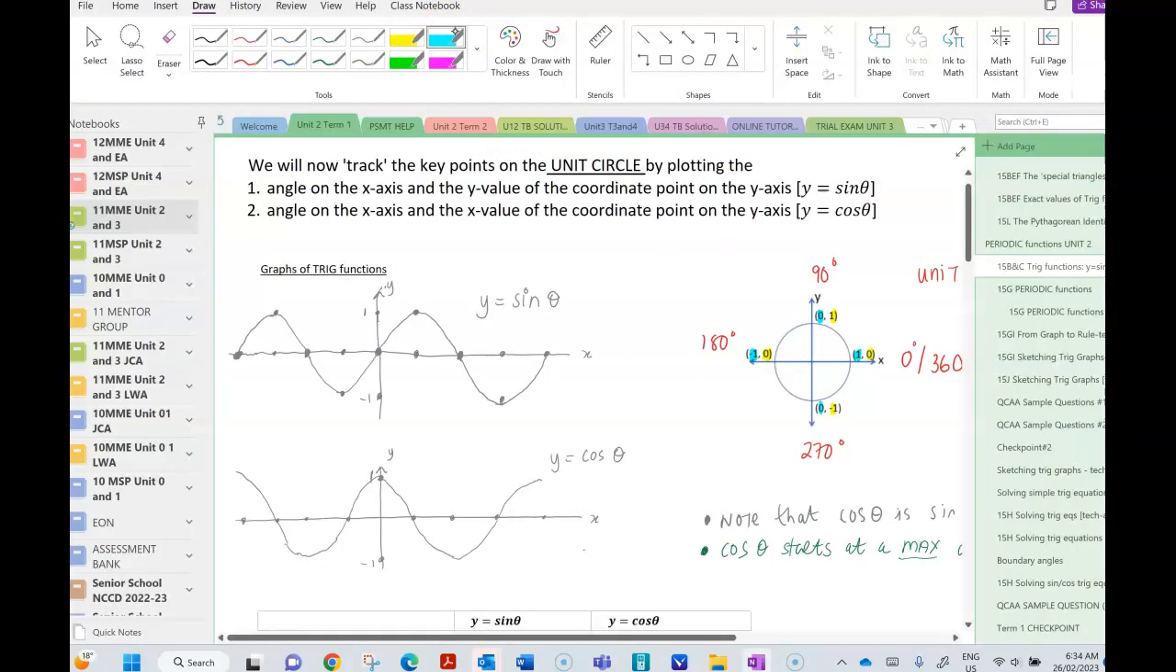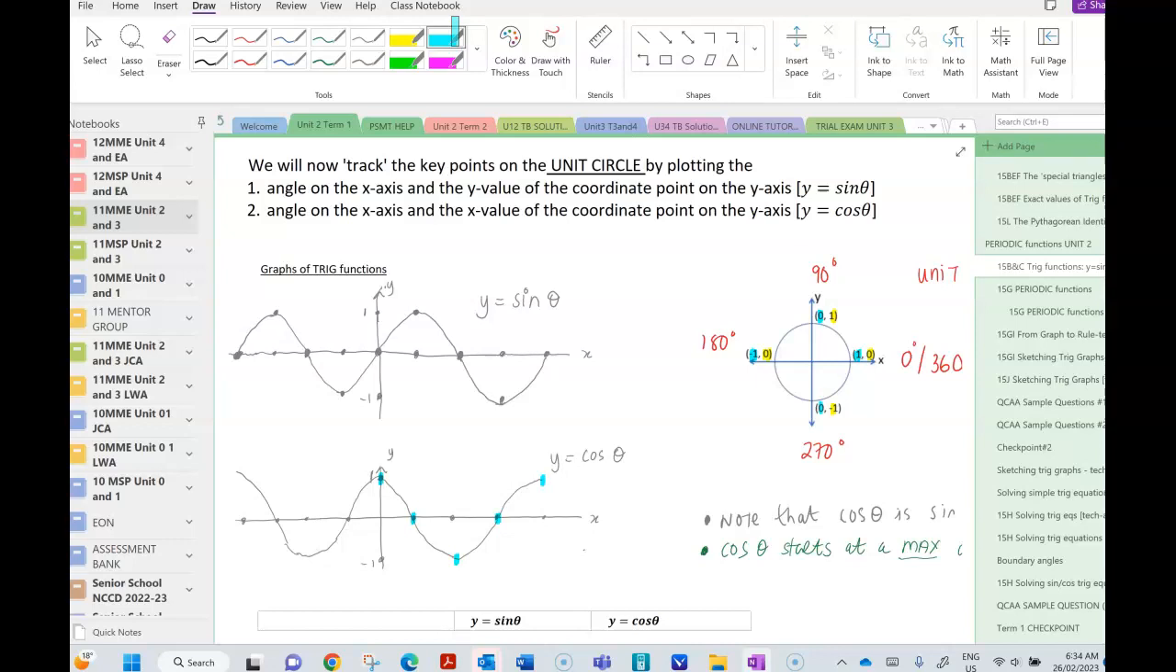that for your first point, when my angle is 0, my y value is 1. At 90 degrees, my x value of the point is 0. At 180, my x value is -1. At 270, my x value is 0. And back to 360, I'm back to 1. So that's moving in an anti-clockwise direction.